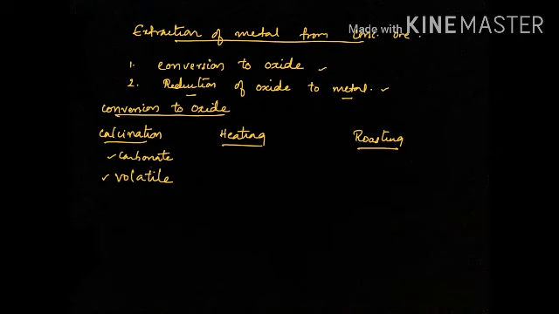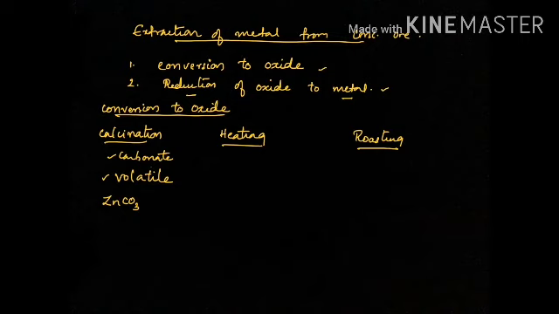Okay, for example, zinc carbonate, ZnCO3. Zinc carbonate is an ore of zinc. We call it as calamine. So calamine is the one ore of the zinc. Calamine's chemical formula is ZnCO3.